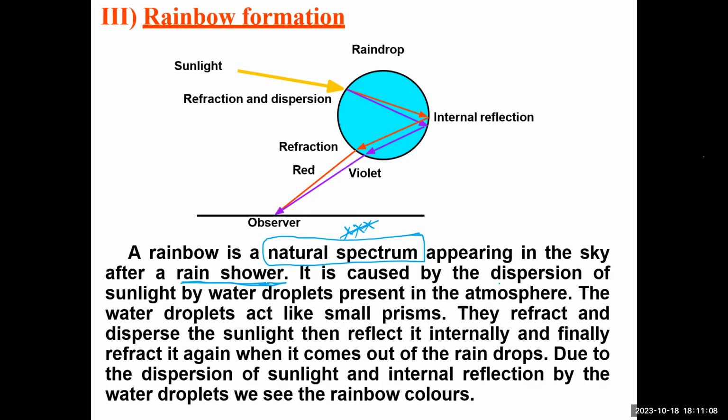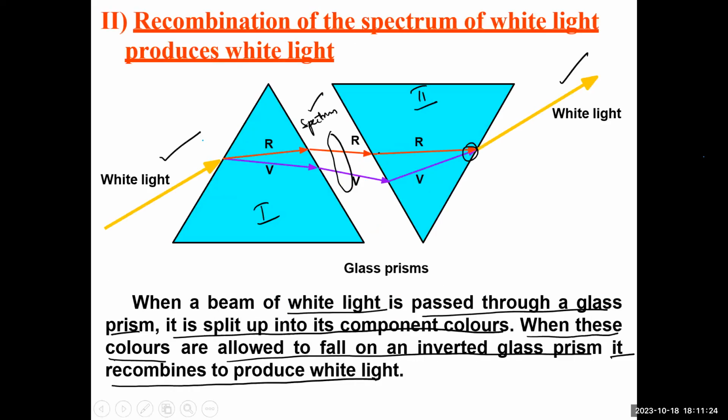How is the rainbow caused? It is caused by the same phenomenon that we studied in the previous slide, a phenomenon called dispersion. Dispersion means what? Splitting of one light into different colors. So let us see how it happens. We have taken a prism into consideration.